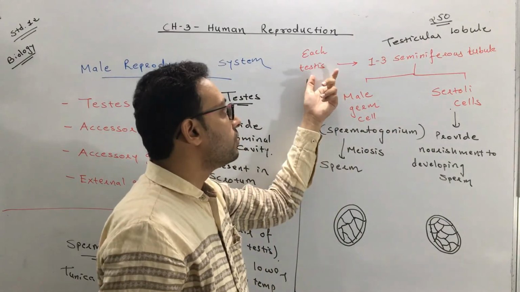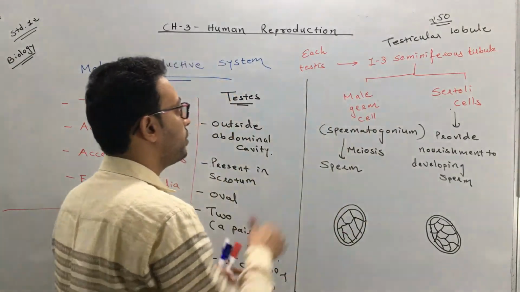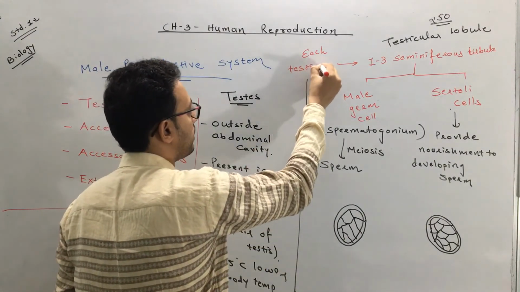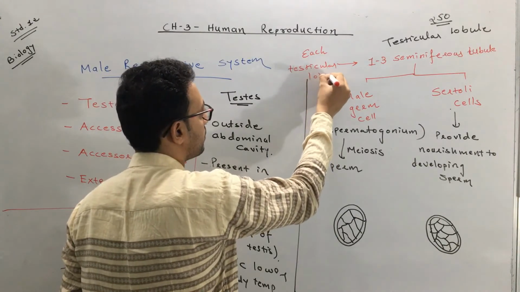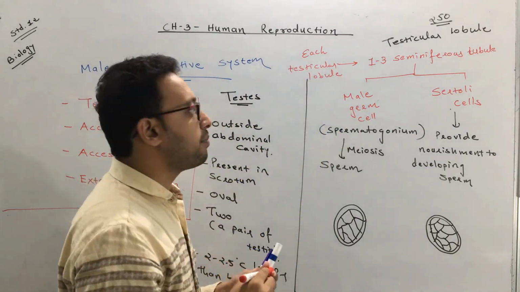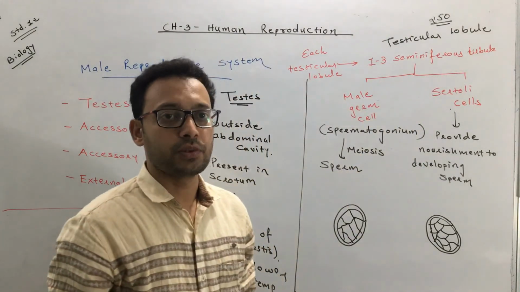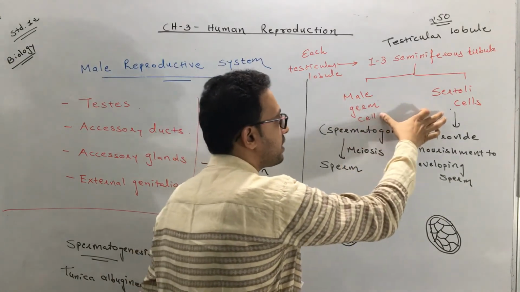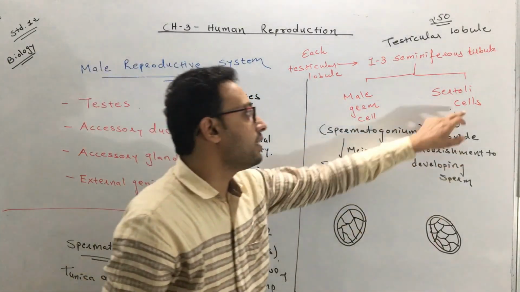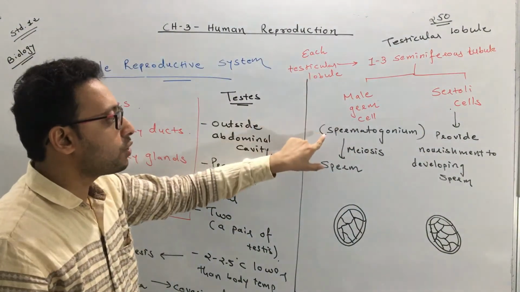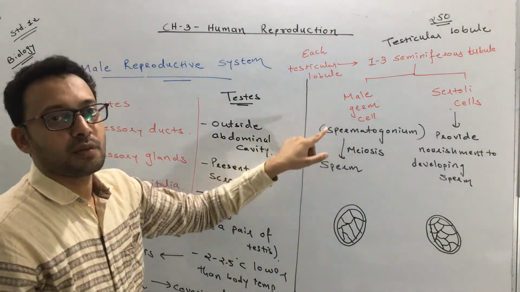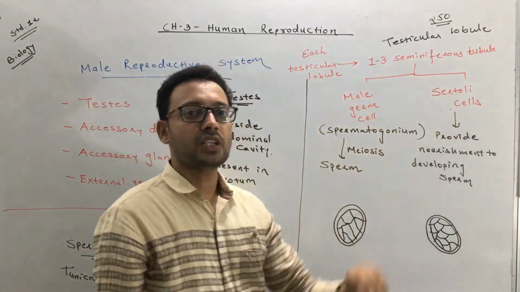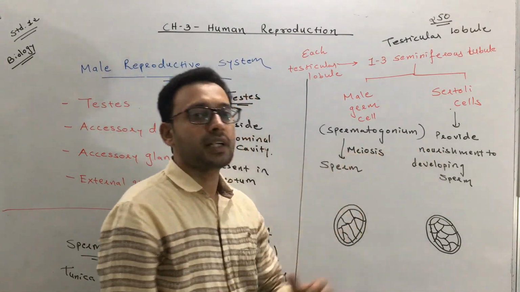Now each testicular lobule possesses 1, 2, 3 seminiferous tubules. Each seminiferous tubule, or the lining of the seminiferous tubule, possesses two types of cells: male germ cell and the Sertoli cell. The male germ cell, also called spermatogonium, undergoes meiotic division and forms a sperm. The function of the Sertoli cell is to provide nourishment to this developing sperm.